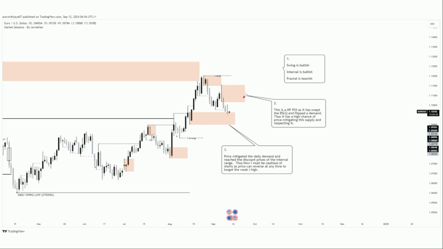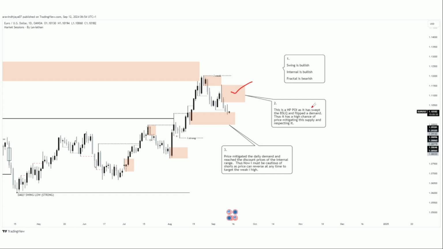One more thing is that this one is a high probability POI. If the bearish order flow is to continue, I can expect the price to come and mitigate this POI and then flip this demand. So this is a very high probability POI. Either way, if this POI reacts or if the price is magnetized towards this POI, my bias is bullish today with these two conditions.